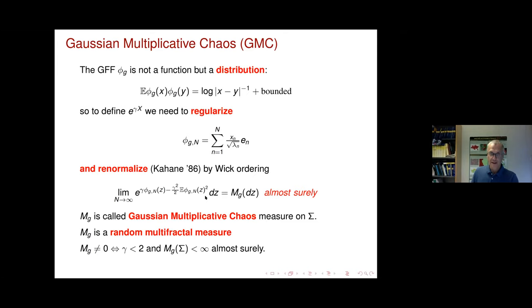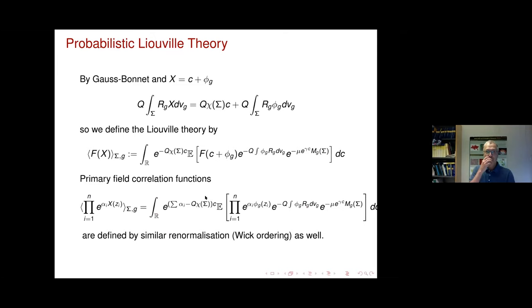Okay, so that takes care of that, and now we have the probabilistic Liouville theory. There's the linear term, which I said shouldn't be too bad, and indeed it's not. It has two pieces. There is the integral of the curvature over the whole surface, which is the Euler characteristic, so that's just a constant. And then there is the integral of the field itself, and that's well defined.